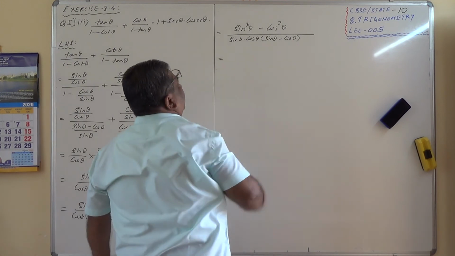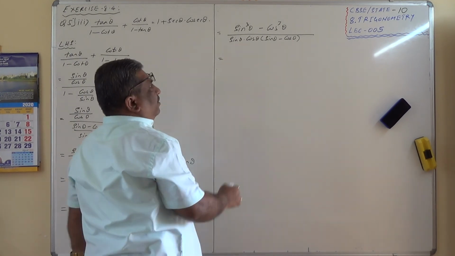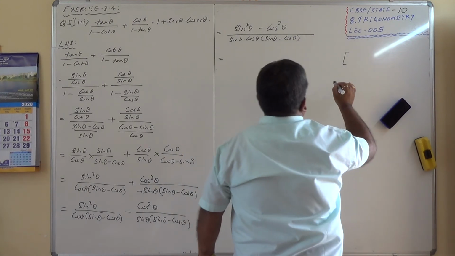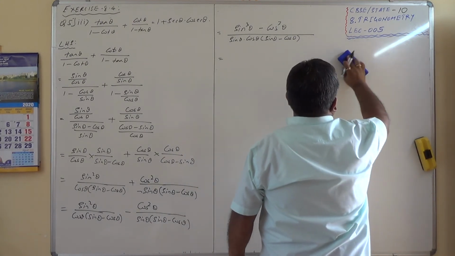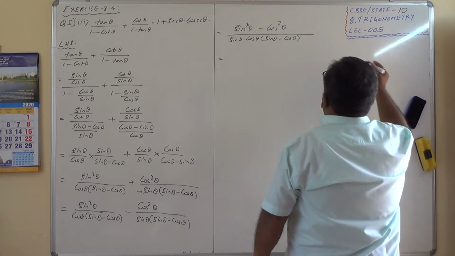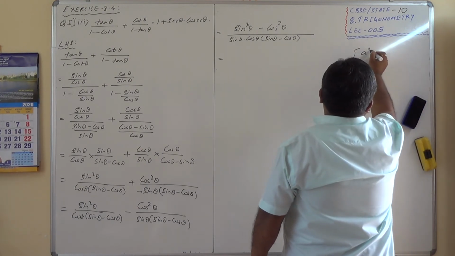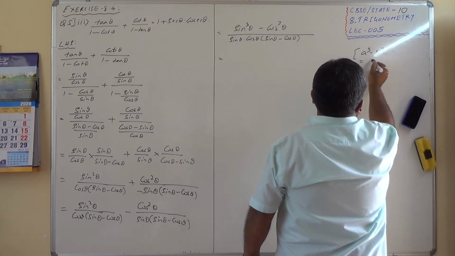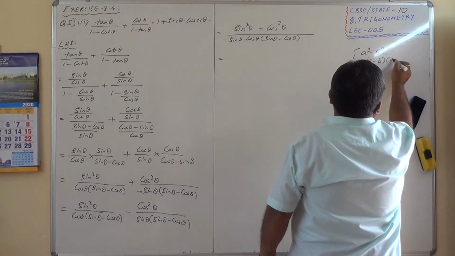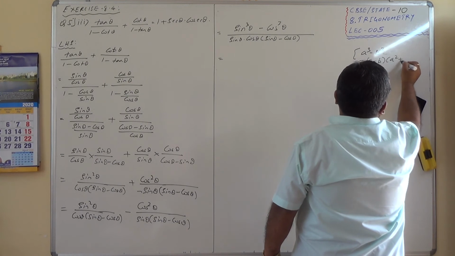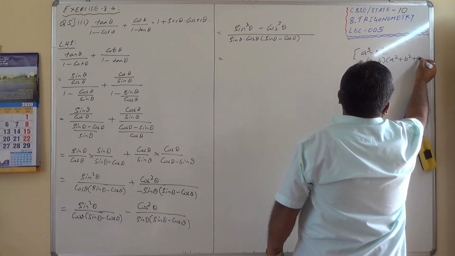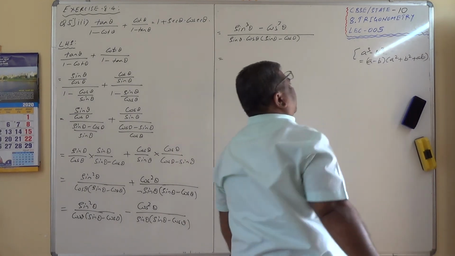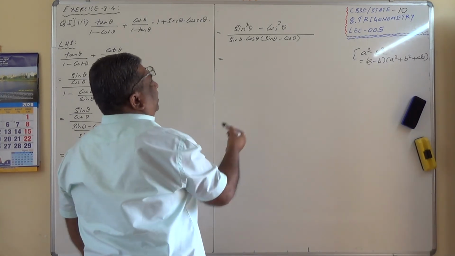Which equals, see here, I am using an identity here, I will write this identity on this side: a cube minus b cube equals a minus b into a square plus b square plus ab. If it is minus here, this will be plus here. So that identity I will try to use now.